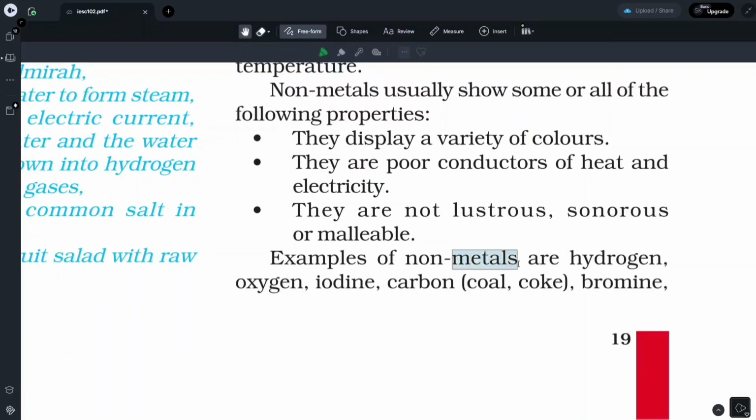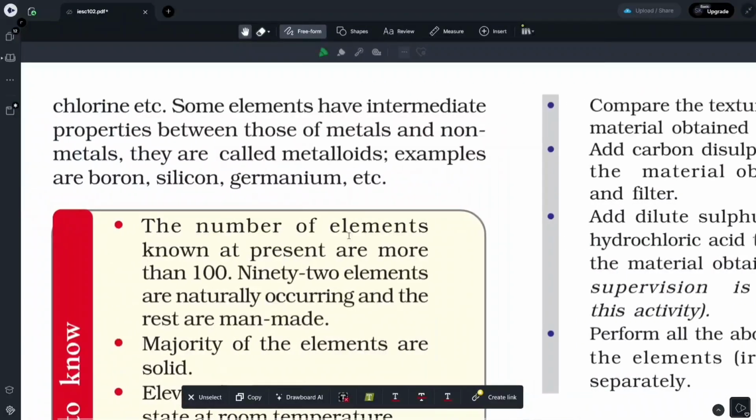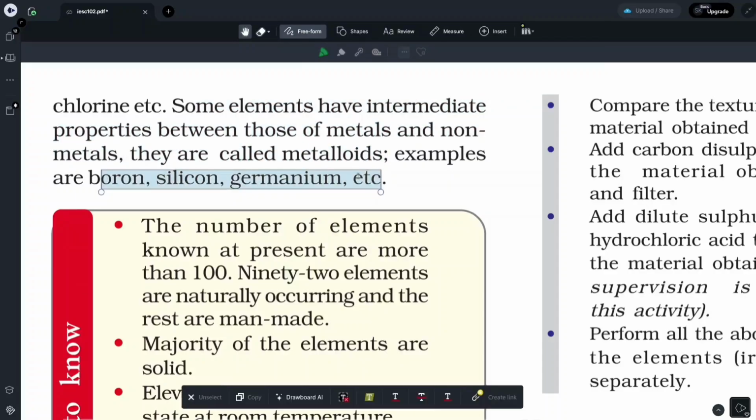Examples of nonmetals are hydrogen, oxygen, iodine, carbon, coal, coke, bromine, chlorine, etc. Some elements have intermediate properties between those of metals and nonmetals. They are called metalloids. Examples are boron, silicon, germanium, etc.